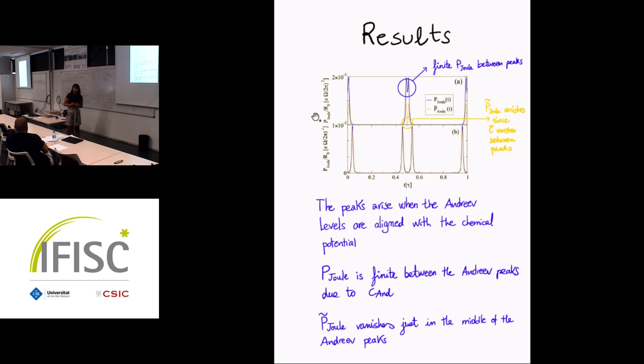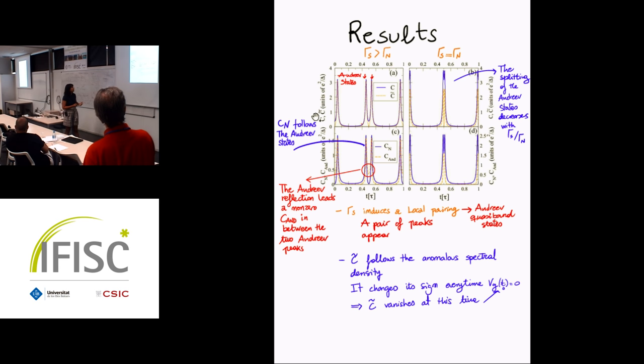Well, there is a clear difference, but you can also think that in this case the two peaks are very close to each other. But actually, if you have a topological superconductor with some gamma S and gamma N, whereas for a normal superconductor you see two peaks, in a topological superconductor you will see just one peak in the middle. More questions?